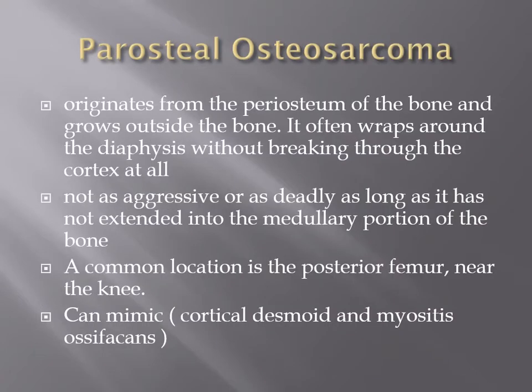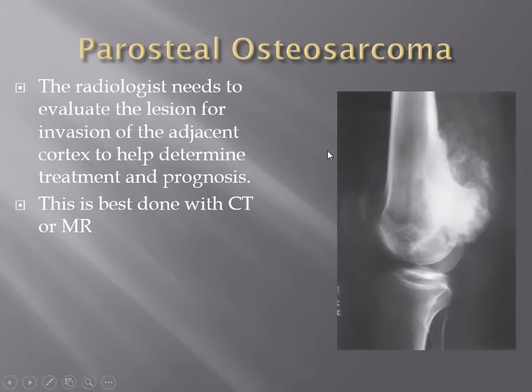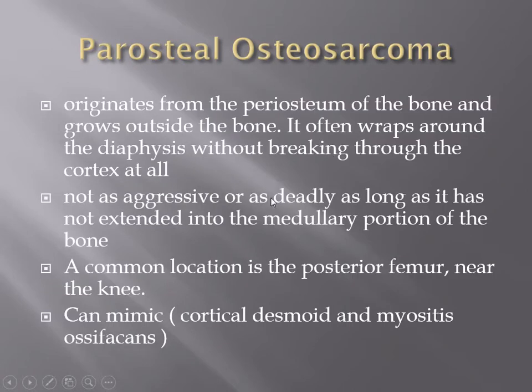We said one of the most important subtypes is the parosteal osteosarcoma. This originates from the periosteum and grows outside. It often wraps around the diaphysis without breaking through the cortex. It is not aggressive, and the treatment is usually just removal, as long as it does not extend into the medullary portion. A common location is the posterior femur near the knee. Sometimes it can mimic cortical desmoid or myositis.